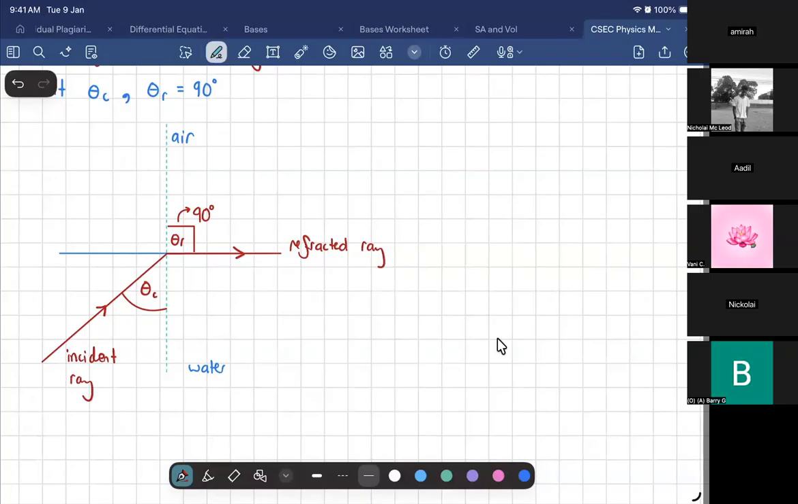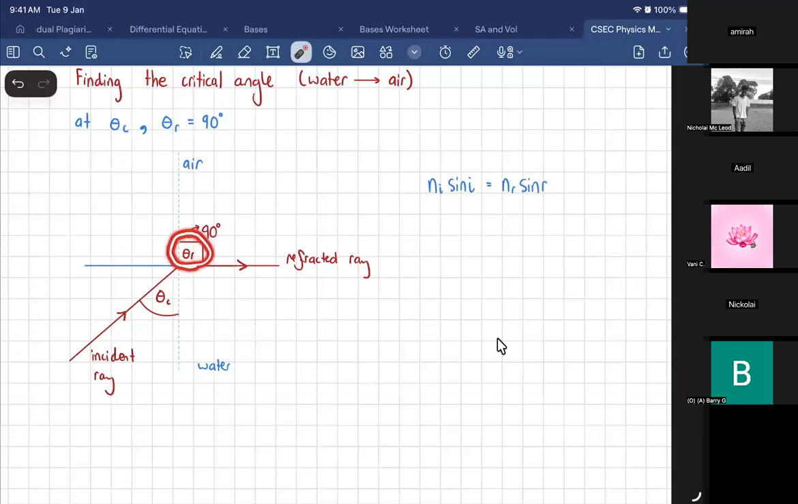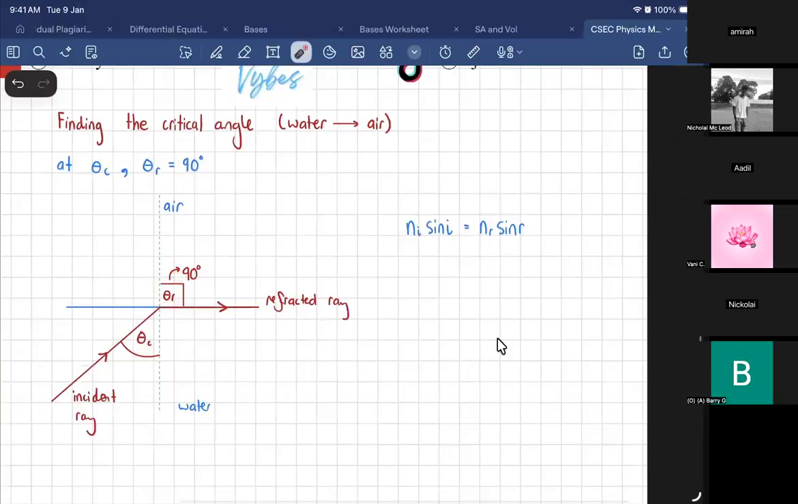So Amira, what formula should I use here? Good old formula for refraction. Ni sin I equals Nr sin R. Right. Now, Amira, we have the angle of refraction. What are we missing? The angle of incidence.